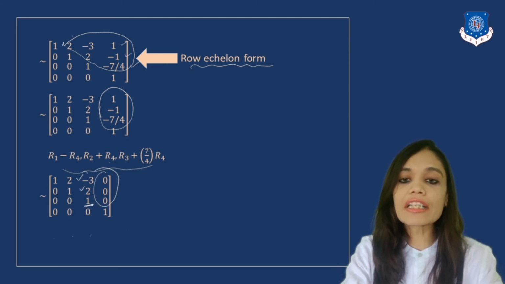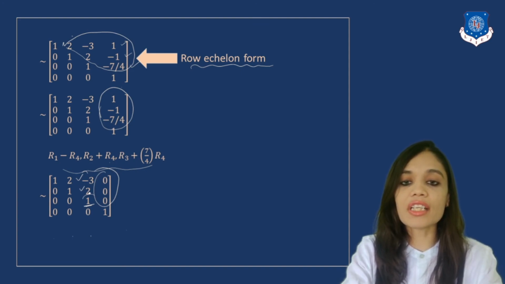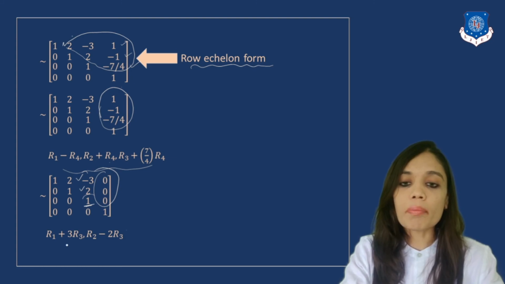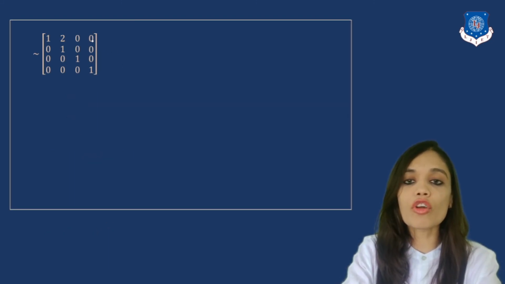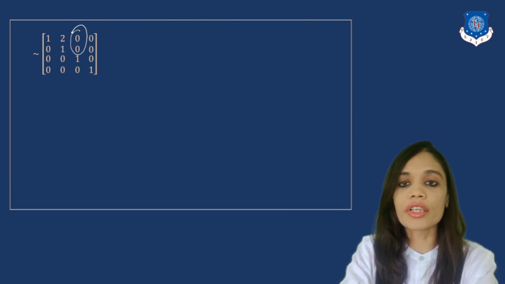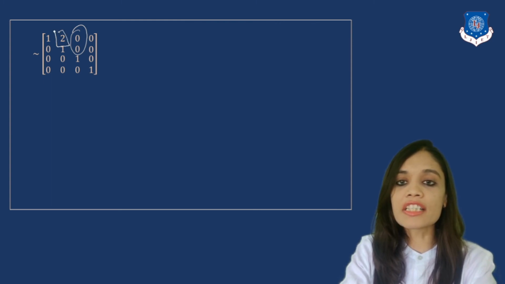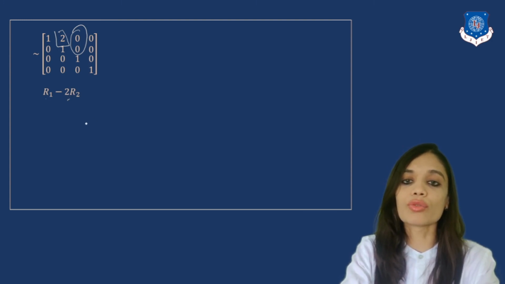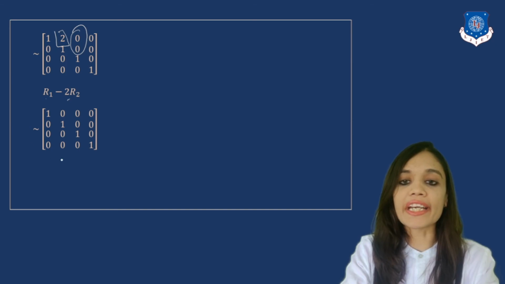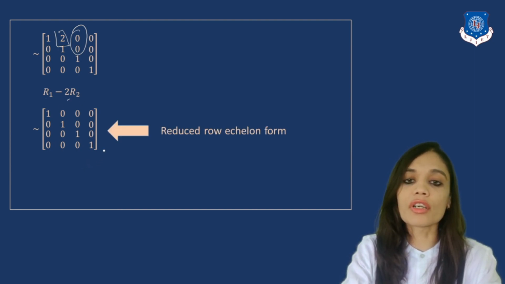Now using this leading one, we will form zeros at minus 3 and 2. So the row operations are R1 plus 3R3 and R2 minus 2R3. So applying these two row operations, you will get the following matrix, that is we have formed 0 over here. Now the last step is remaining, that is to form 0 at this place. So only one row operation you have to apply, that is R1 minus 2R2. Okay. So finally you will form an identity matrix of 4 cross 4 order, right? So this is our desired reduced row echelon form of the matrix.